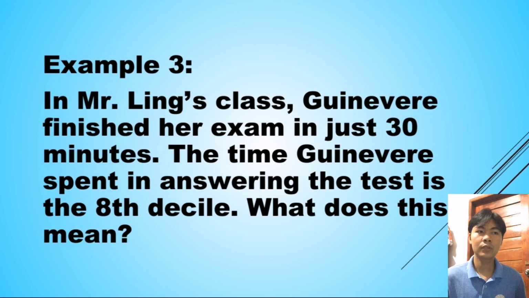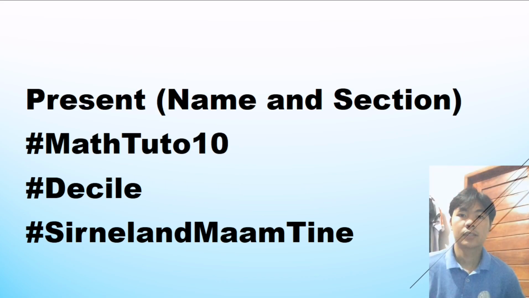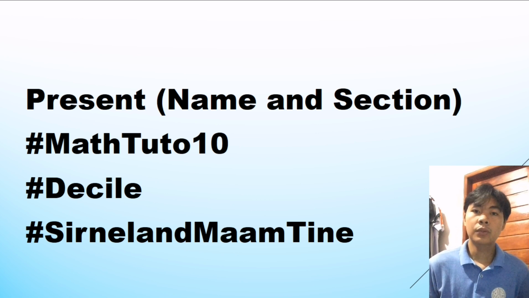In Mr. Ling's class, Guinevere finished her exam in just 30 minutes. The time Guinevere spent in answering the test is the 8th decile. What does this mean? So ano nga ba ang ibig sabihin na si Guinevere daw ay natapos or nasagutan niya in just 30 minutes yung exam, and yung 30 na yun ay nagda-down siya into 8th decile? Ano nga ba ang ibig nung sabihin? Okay, pwede nyo siyang sagutan sa journal notebook nyo and picturean nyo and then isend nyo sa akin and I will check your answers.